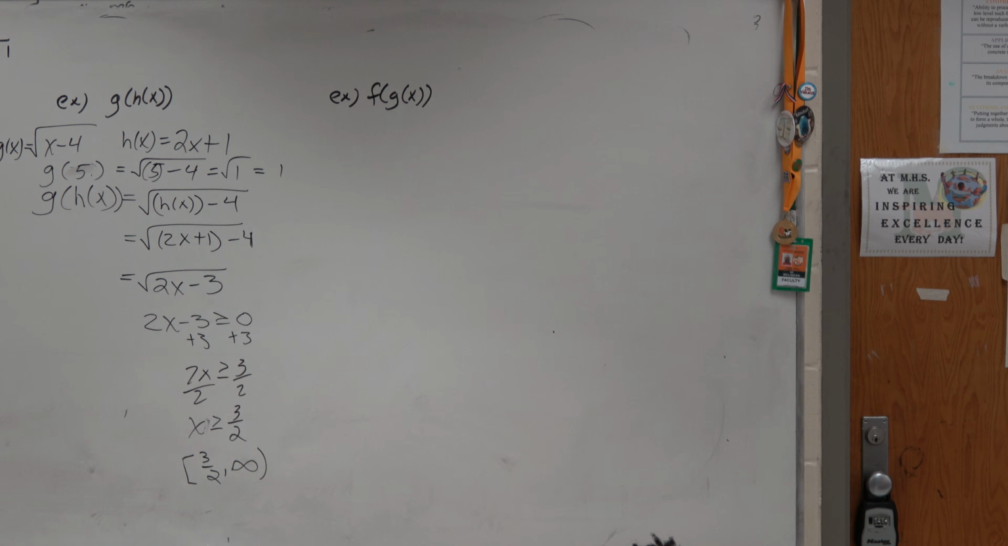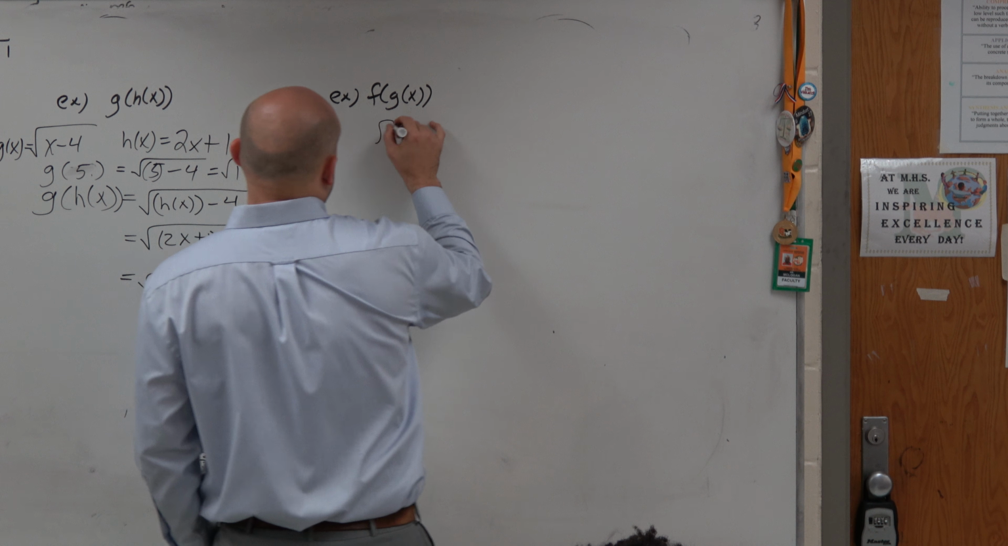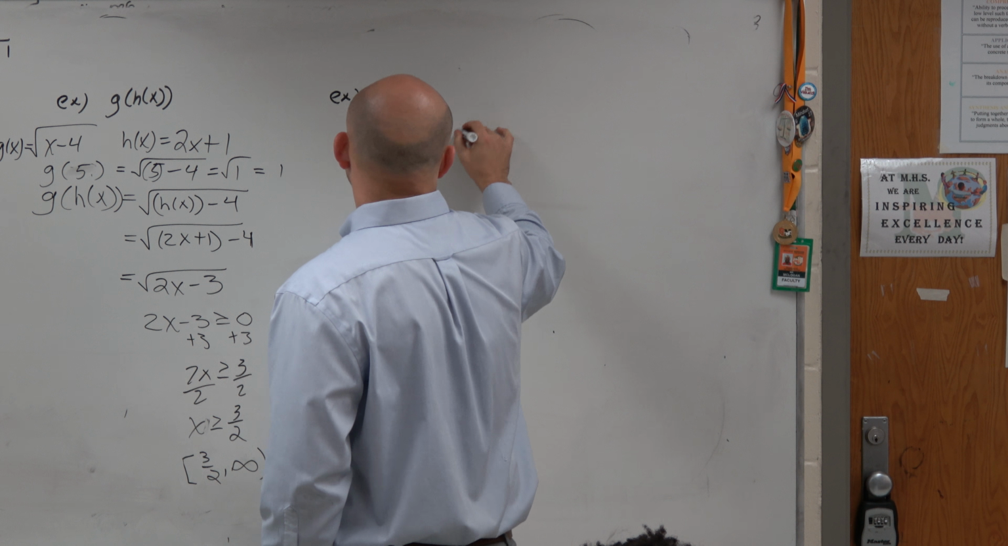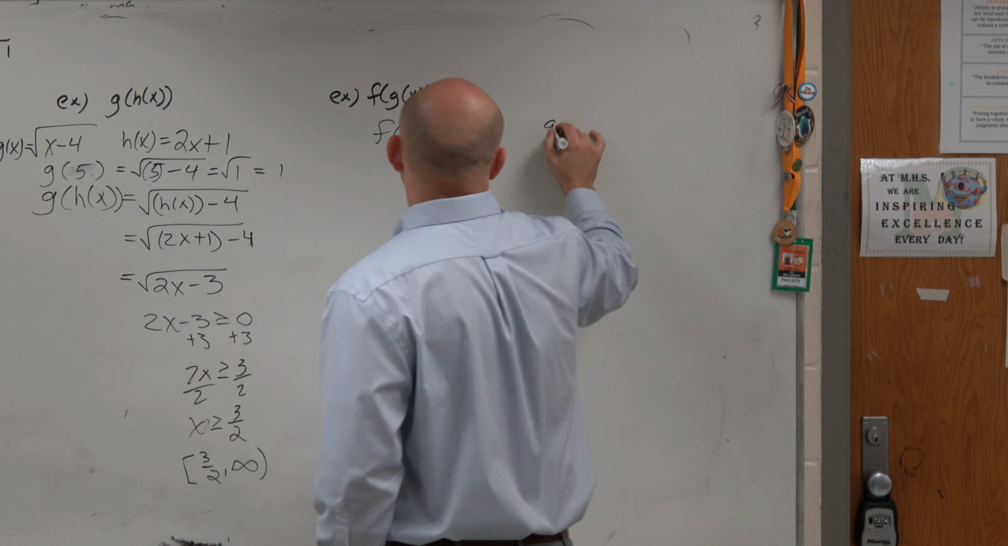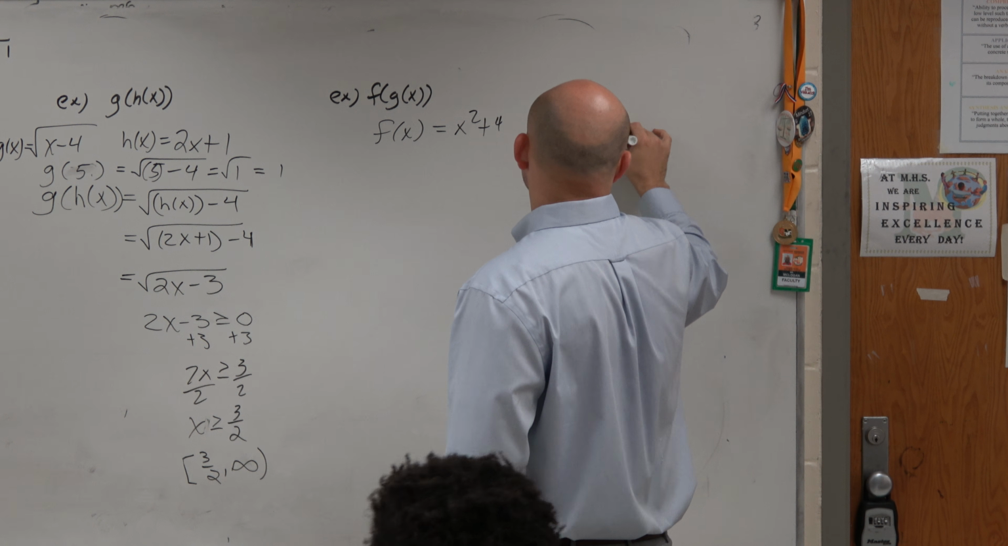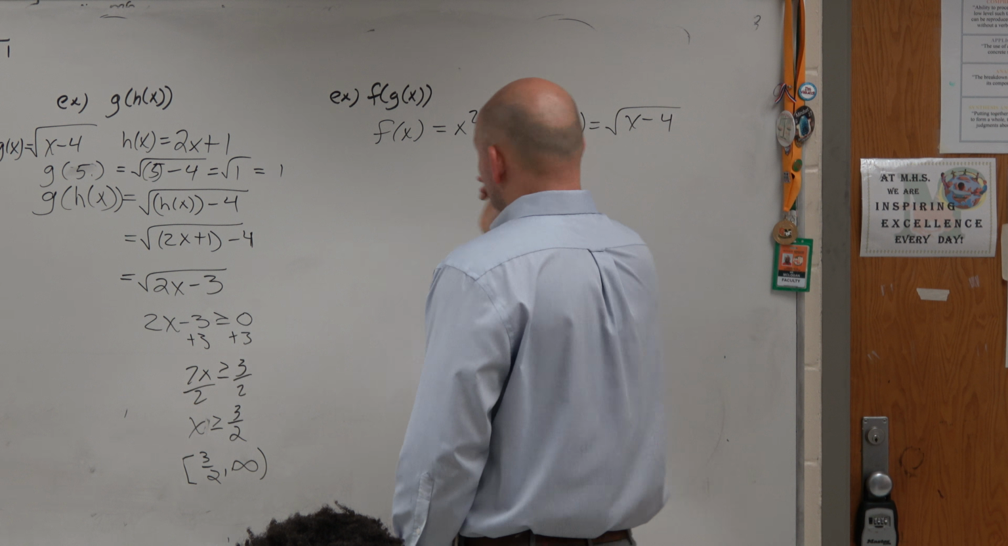of functions. Now what we have is f of x and g of x. So f of x is equal to x squared plus 4. And g of x is equal to square root of x minus 4.